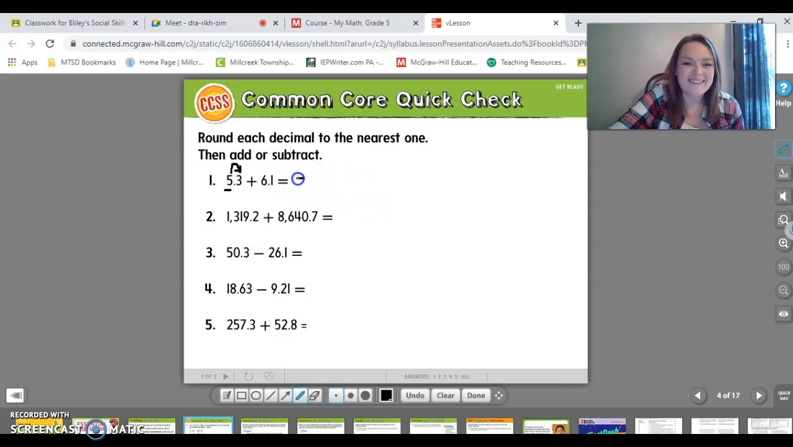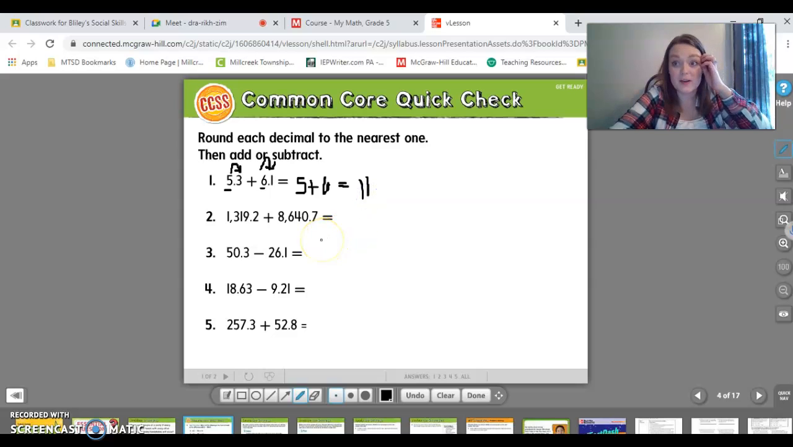So I'm going to have 5 plus, let's look at my next one. I have 6.1 tenths. Look at my 6, look at my 1. Am I going to bump it up or drop it off? It's a 1, so I'm going to drop it off. 5 plus 6 is 11.